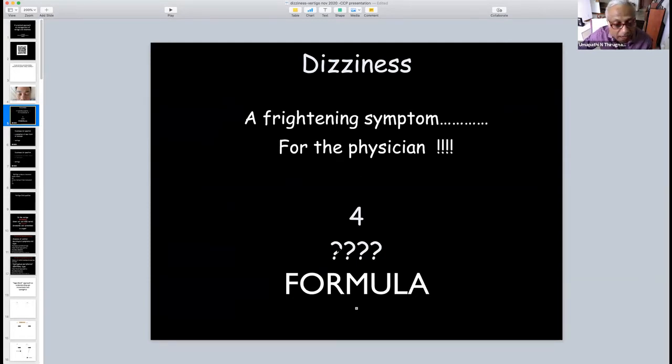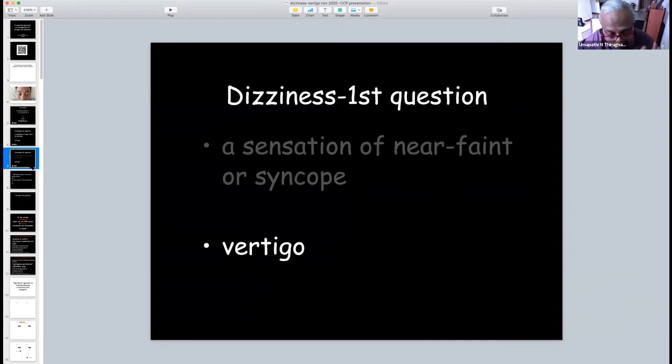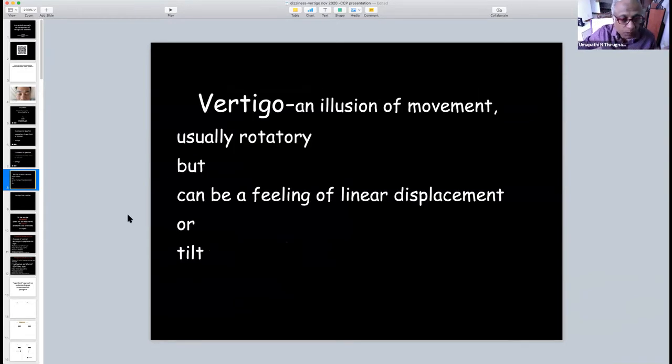What is the first question you need to ask? The first question is: is the dizziness a sensation of near faint, a sensation of syncope, or a sensation of vertigo? So what is vertigo? Vertigo means there's something wrong with the vestibular system in the periphery or its central connections. Because the vestibular system is responsible for allowing you to sense your position in space, especially when you're moving, when it's abnormal you get vertigo. To simply define vertigo, it is a sensation, an illusion of movement that is often rotatory, but it can be a feeling of linear displacement or tilt. That's basically what vertigo is.